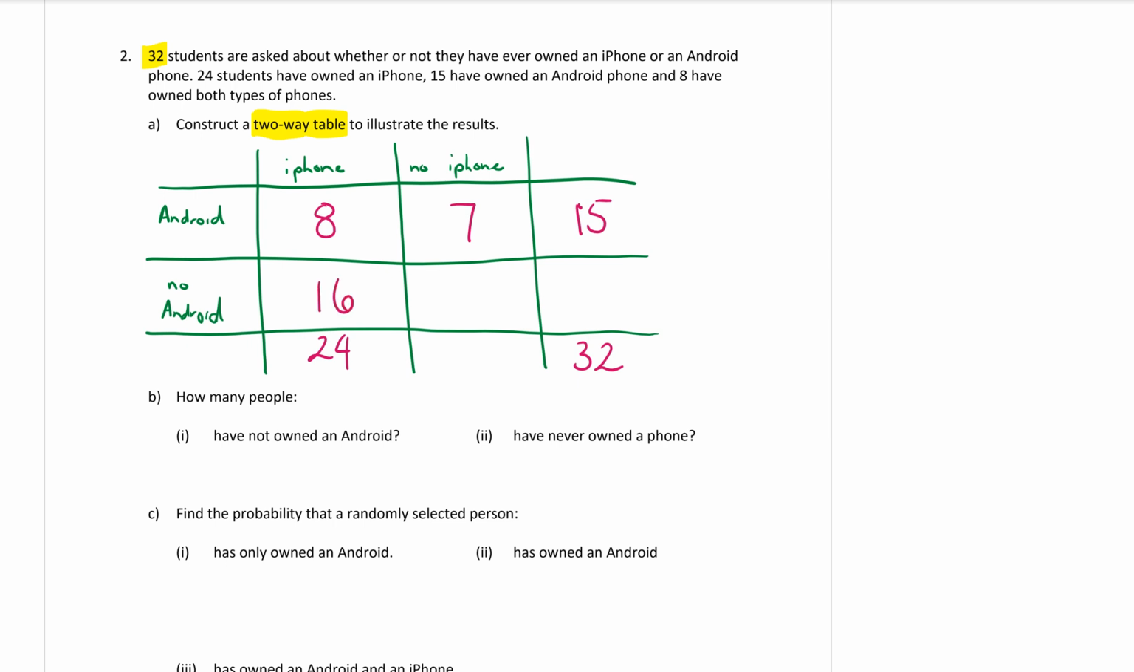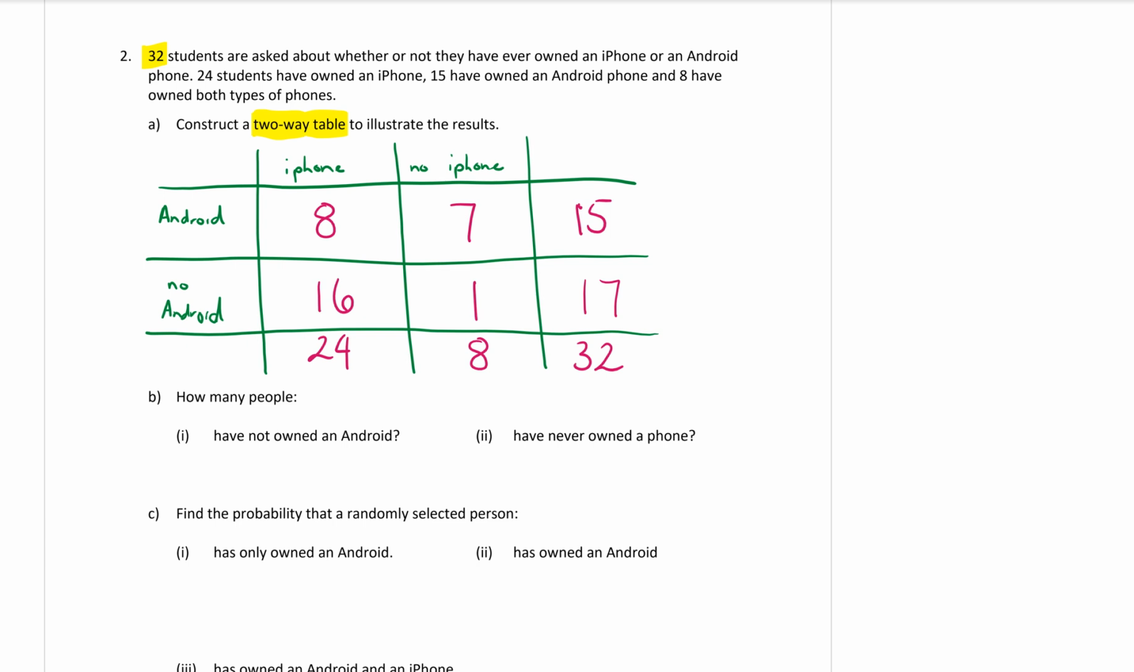Okay, what if I use this 32? 32 subtract the 15 means that that one there is 17. 32 subtract the 24 is 8. Now there's one last one to find. What if I do 8, subtract the 7, and I get a 1?